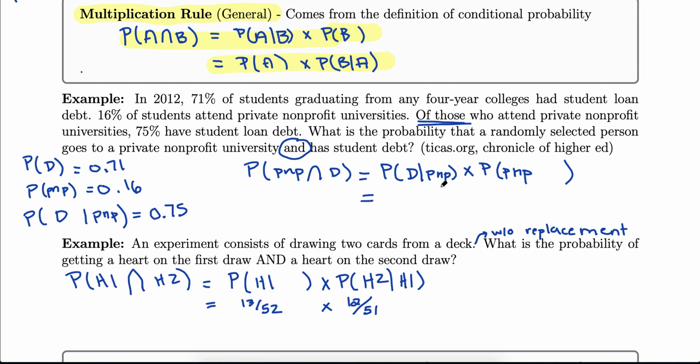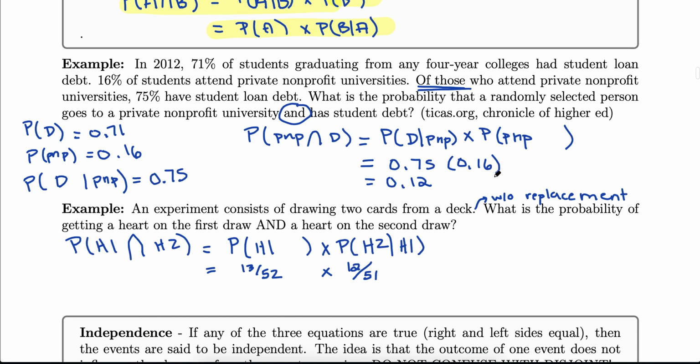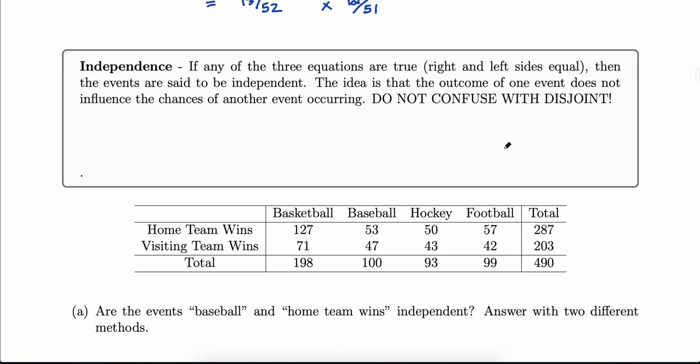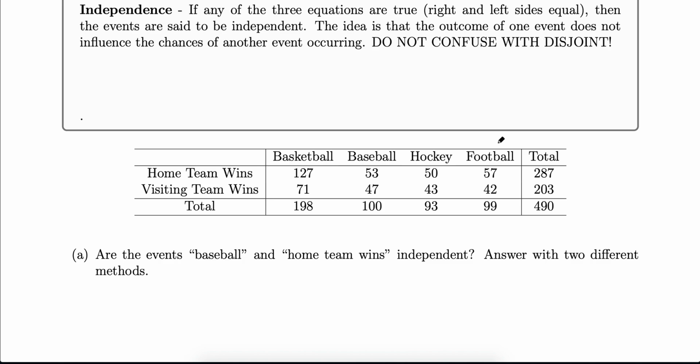Just plug in our values. Debt given private nonprofit, 0.75. Private nonprofit was 0.16. And that should give us 12% or 0.12. So again, maybe an easy way to think about it: multiply the two together and then go back in and add the given information.